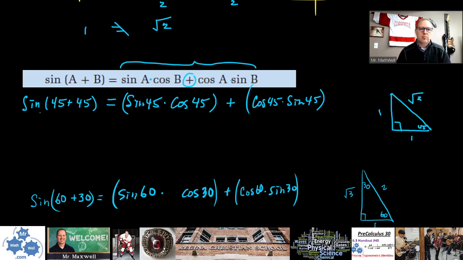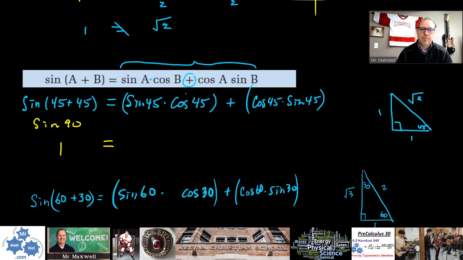But for now, we'll check back here. So sine of 45 plus 45, that would be equal to sine of 90. I know that's equal to sine of 90, and that should be equal to 1. So let's test this trigonometric sum identity. This is a sum identity.